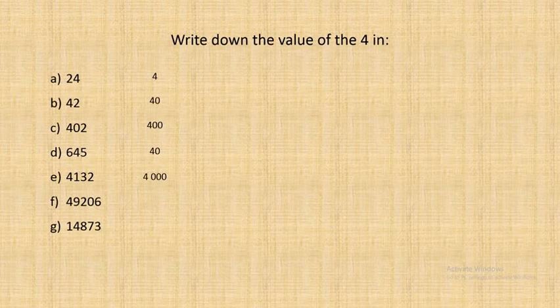It's important, guys, to know the value of a digit in a number. It's important in our next lessons, okay? So focus on that. Here, 49,206. This 4 is in the 10,000 place, so it's 40,000. And here, the last one is 14,873. So this 4 is in the thousands place, so it's 4,000.